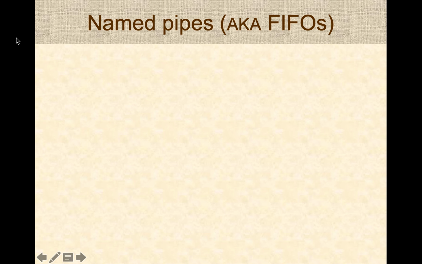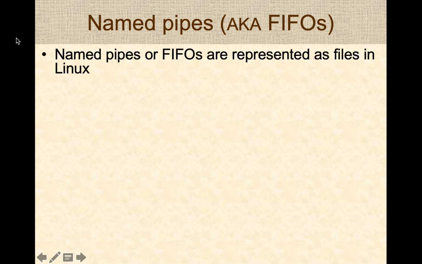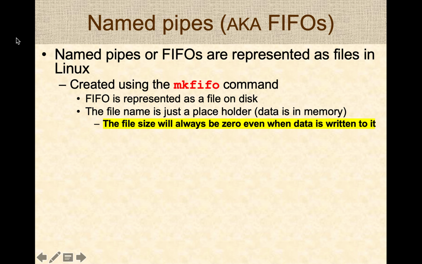Now that we looked at anonymous pipes, let's look at named pipes or FIFOs in Linux. These FIFOs are represented as files in Linux. These files are special files, and they are created using a command called make FIFO, or mkfifo. The FIFO is represented as a file on disk, but the file name is just a placeholder because all of the data is stored in shared memory.